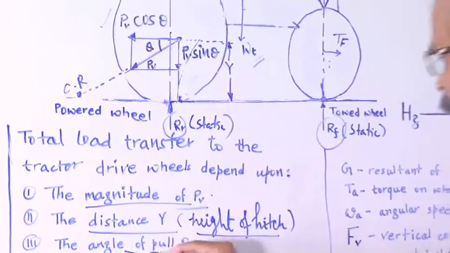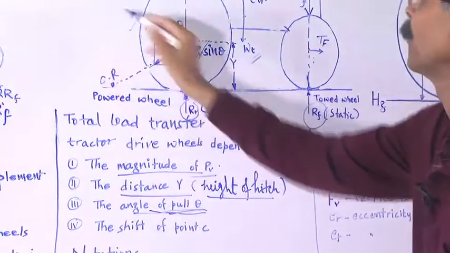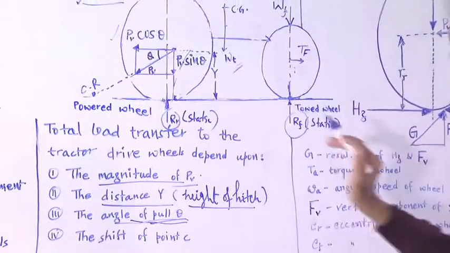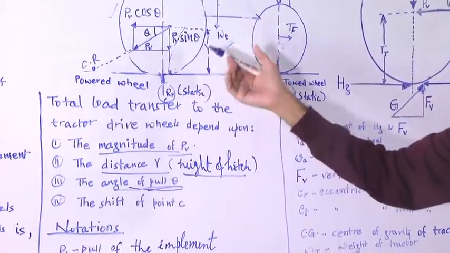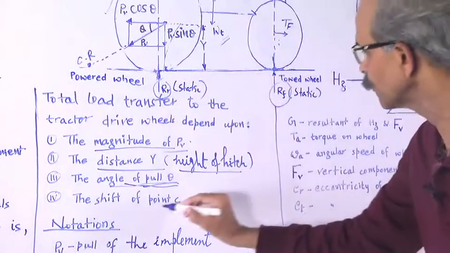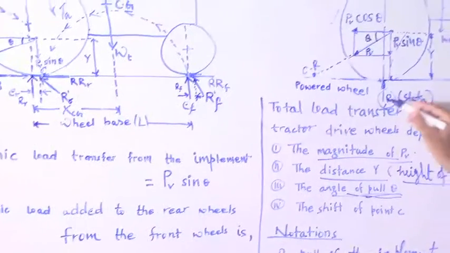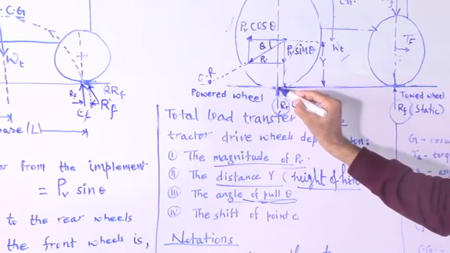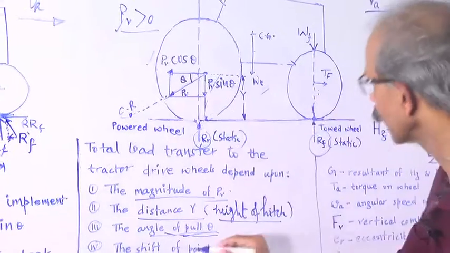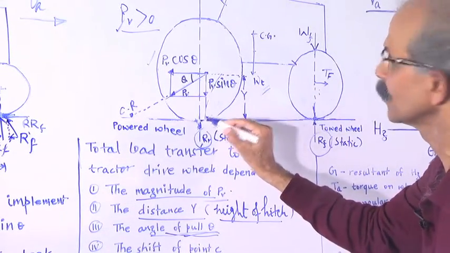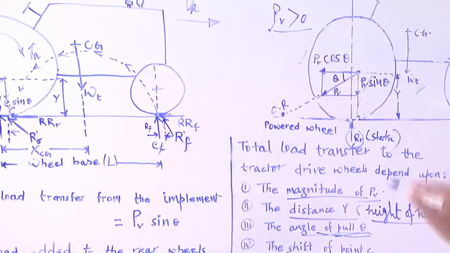Now, it is very important that this angle is taken care of with respect to the implement, and this will vary depending on the type of implement attached. There is also the shift of point C, depending on the soil condition and the speed of operation, etc. This point C, as I showed here, initially in the static case is not at any other place, but exactly below the center line. But the moment there is a load transfer, it will shift to this place, which has been shown in this particular figure. So, this load transfer will depend on these factors.